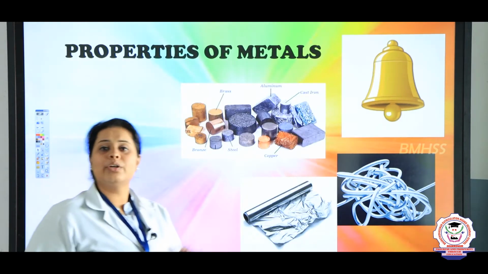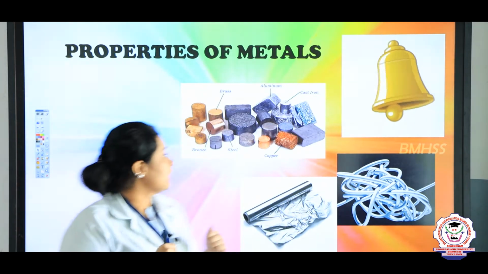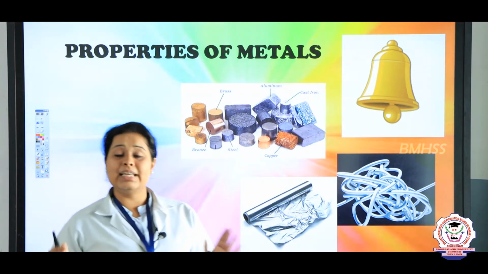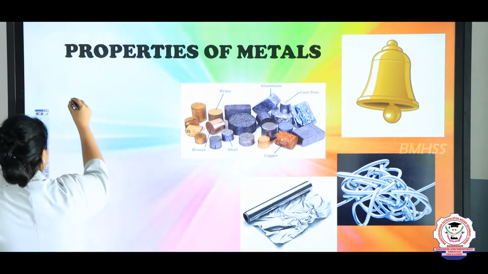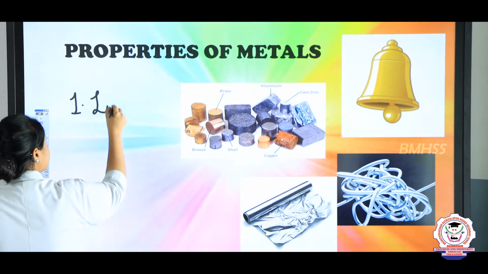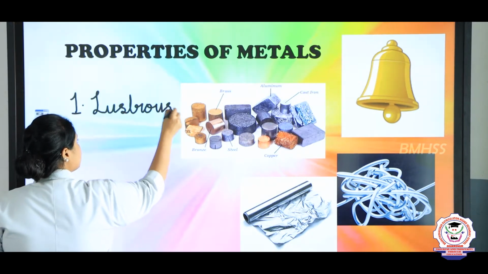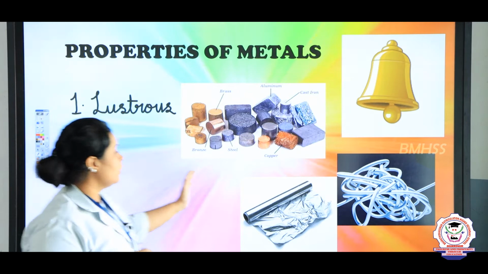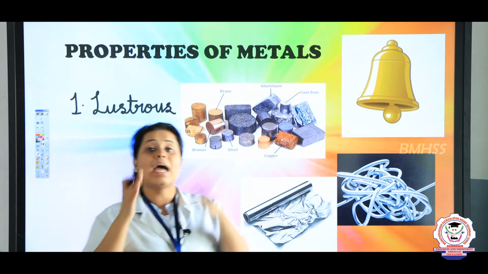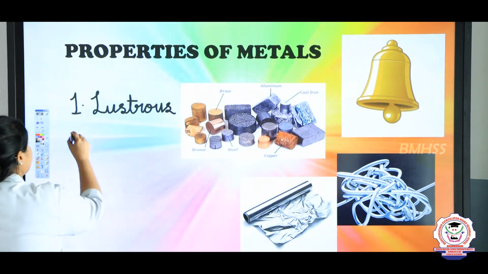So children, before going into the chapter we should know what the physical properties of a metal are. First of all, metals generally are shining. So we can write the first point as: all the metals are lustrous. Second point, here you can see that this is an aluminium foil. That means metal can be converted into thin sheets, and that property is known as malleability.